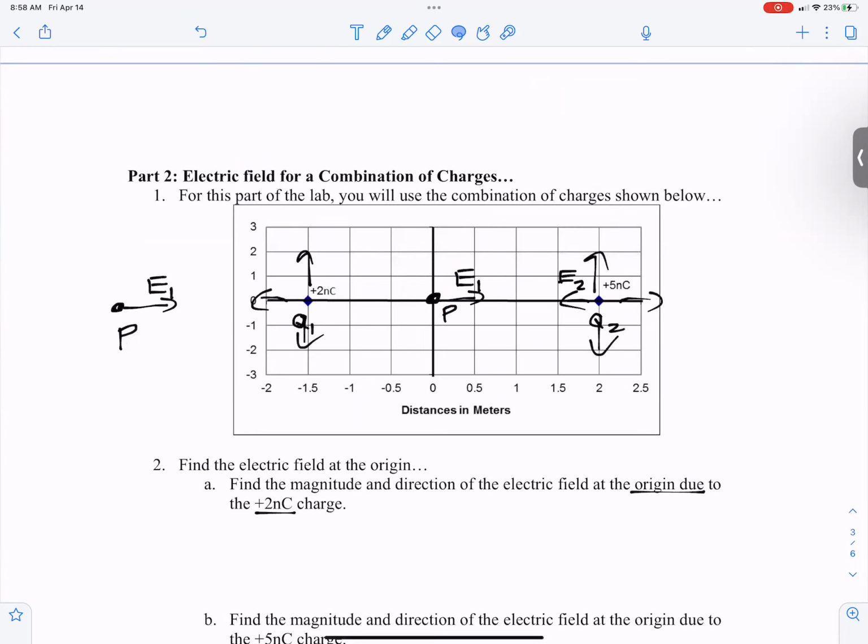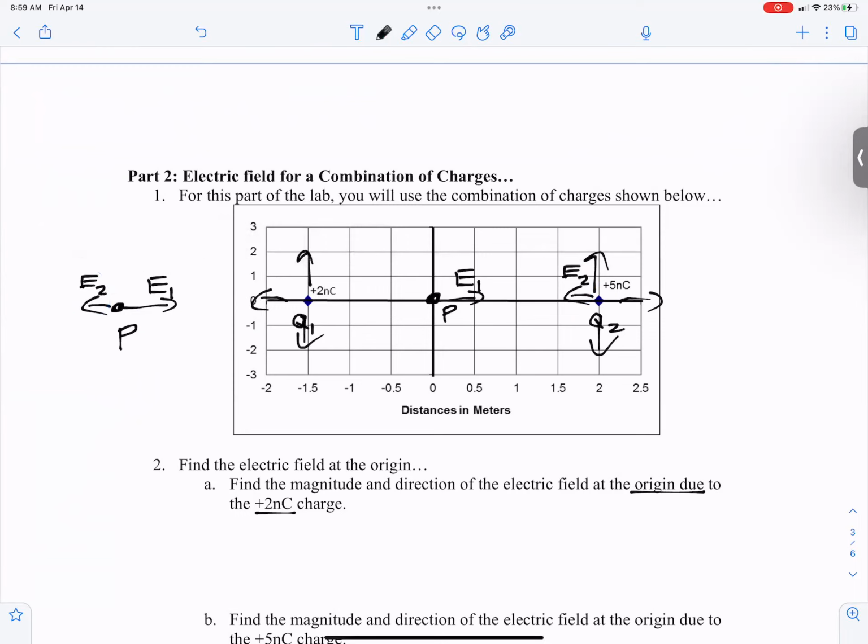So we're going to draw that right here. E2 passes through point P going to the left. So we're going to put that one right here.